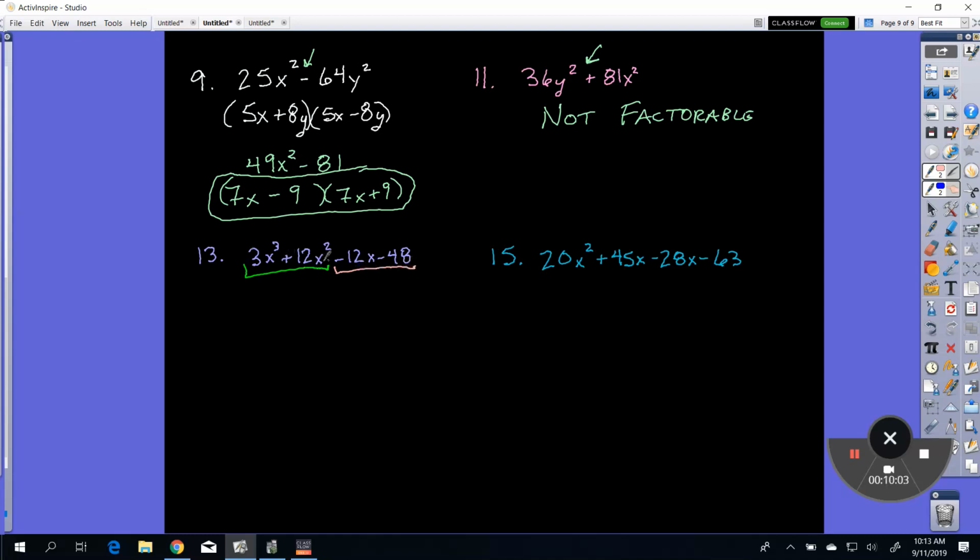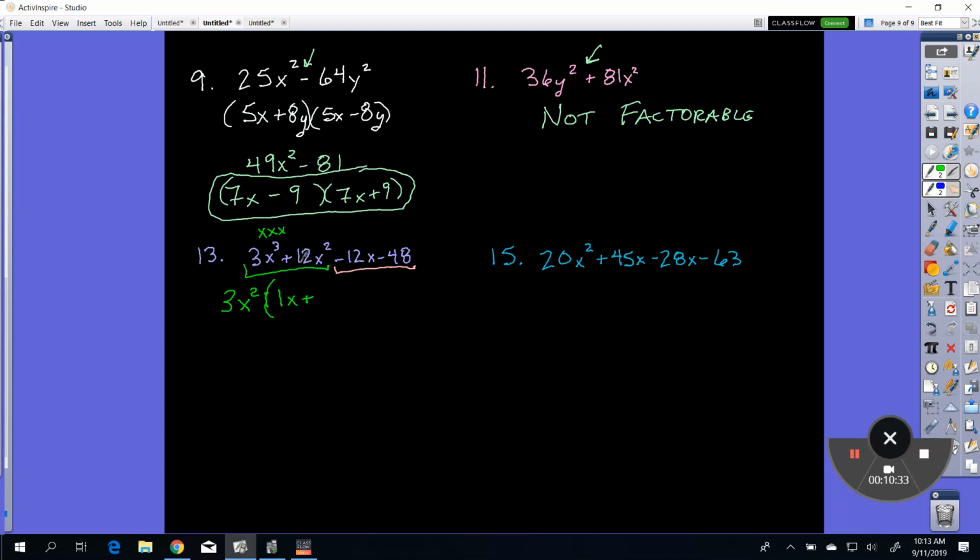What is the first group? What are both 3 and 12 divisible by? 3, right? And how many x's do they have in common? 2. So I'm going to take out 3x squared. When I say take out, it's kind of like we're going to divide them by this. So what's 3 divided by 3? 1. And x cubed really had 3 x's, but I've taken 2 of them out. How many are left? 1.